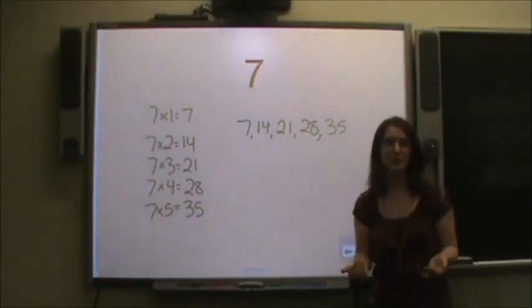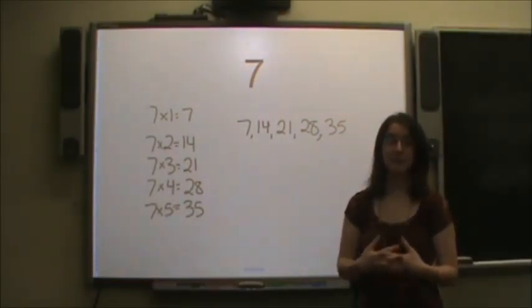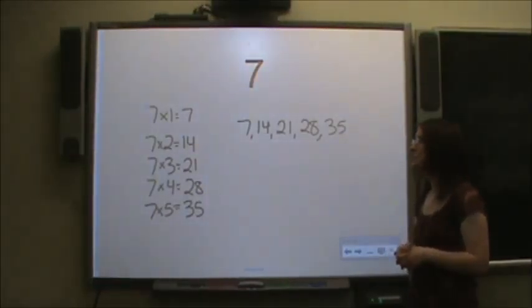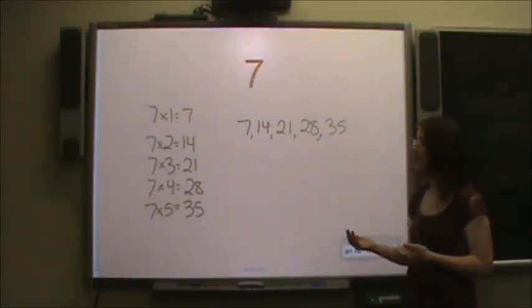Now, something you may have noticed between all of these numbers that we've found multiples of, especially when we were finding the first 5 or first 10, is that we're skip counting. We're counting by that number.